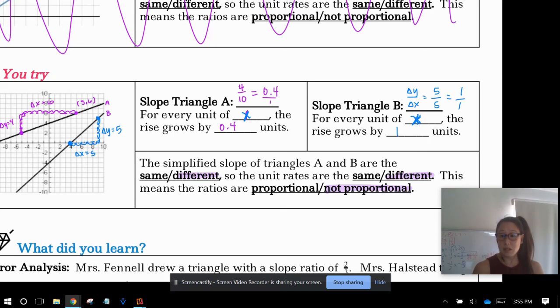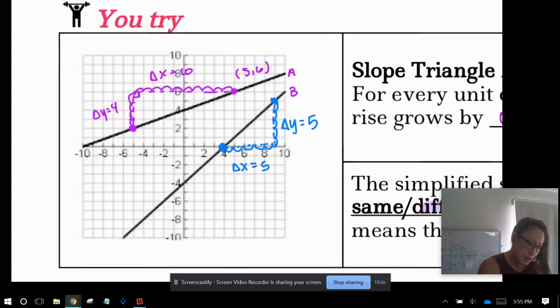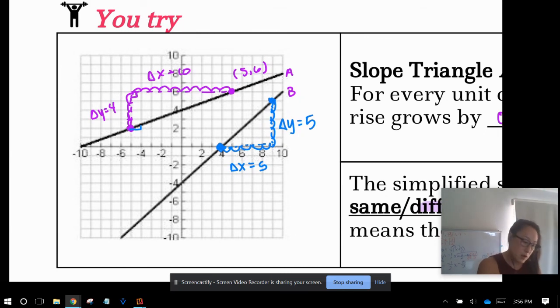They have different values. They're growing at a different rate. Which one grows faster? Well, this guy goes faster because for every 1 unit of x, I grow by a whole 1. But this triangle A, for every 1 unit of x, I only grow by 0.4. Okay, I'll show you on the graph. I move 1 unit of x and I grow up by 0.4. Whereas on the B line, for every 1 unit of x, I grow one whole block. Okay, don't forget to do your summary, and that is it for today.